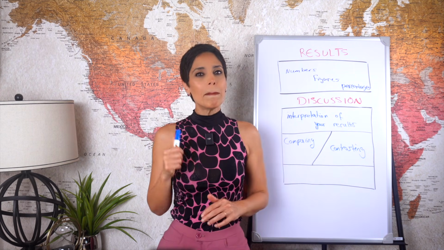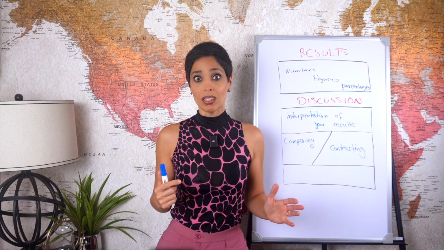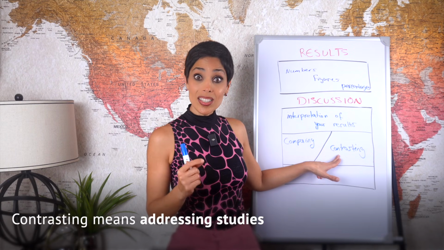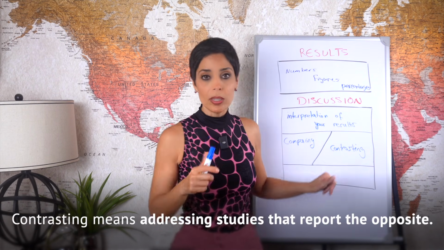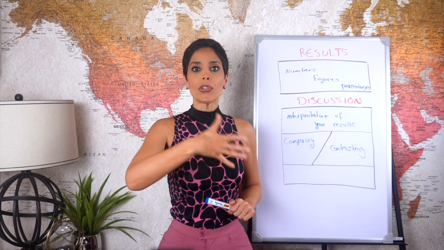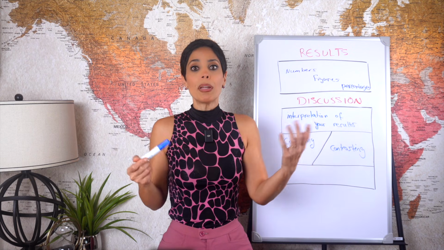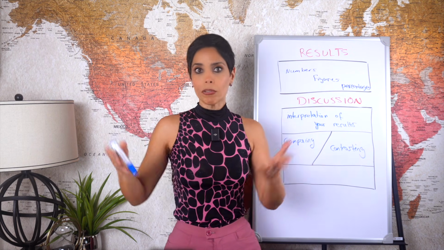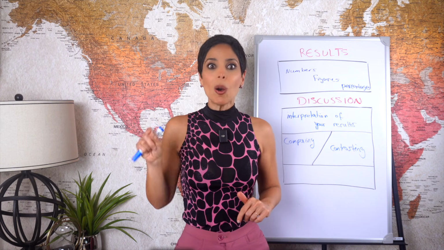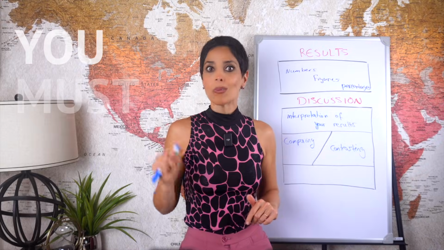Contrasting: dealing with the opposing references. Now comes the part many authors avoid, and they shouldn't. Contrasting means addressing studies that report the opposite. For example, some studies may show that after similar interventions, engagement decreased. Or others may report reduced diagnostic accuracy after such an intervention. This is completely the opposite of what you found. That's fine. You must cite them.